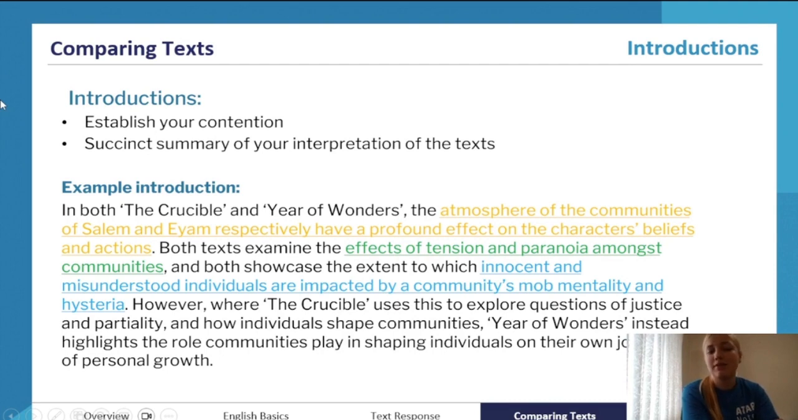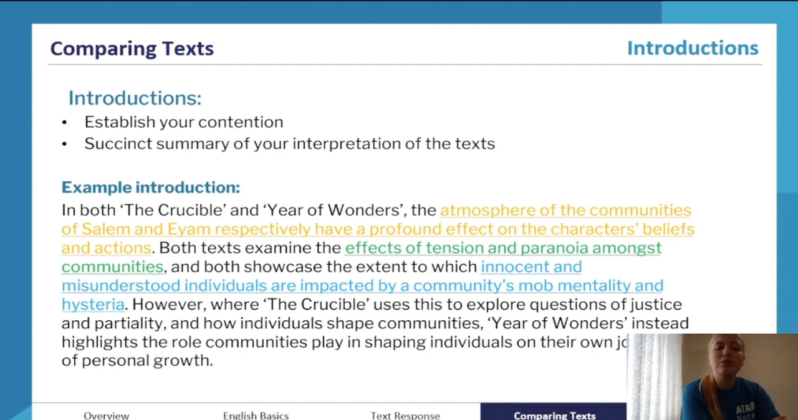Both texts examine the effects of tension and paranoia amongst communities as a similarity, and this is our contention, and both showcase the extent to which innocent and misunderstood individuals are impacted by a community's mob mentality and hysteria. Again, another similarity based aspect of our contention. So far we have two similarities suggesting that our body paragraphs will focus around these ideas. And this is where we add a layer of complexity.